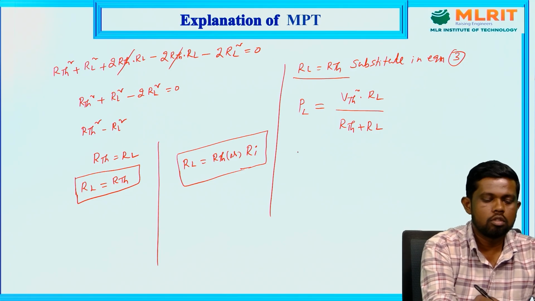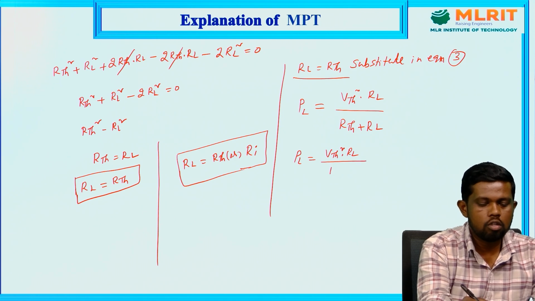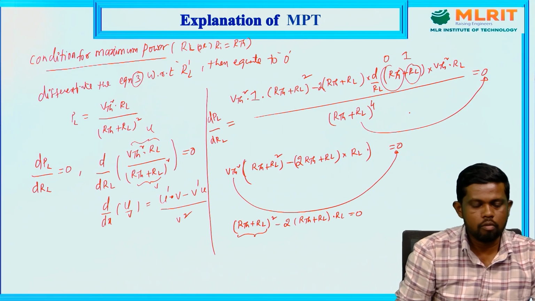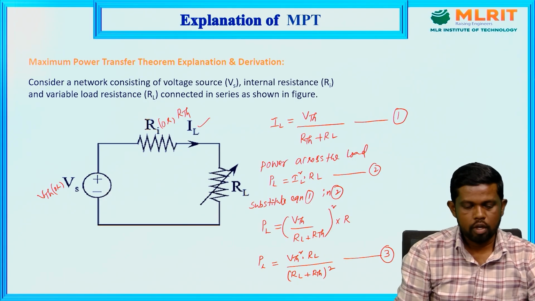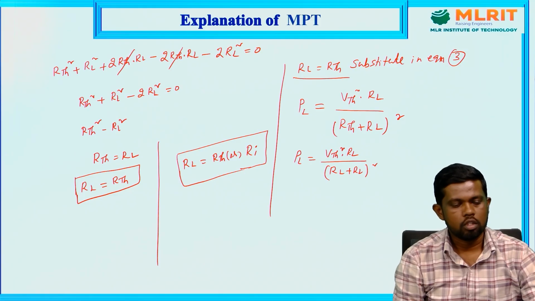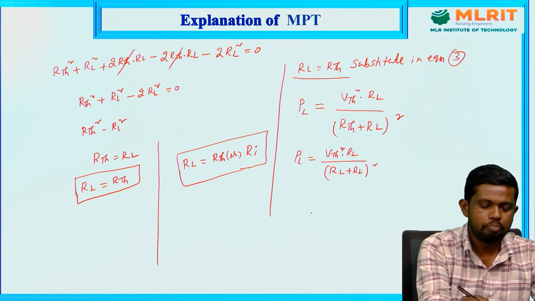Means PL equal to VT square into RL, keep as it is. In the denominator we will get RL plus RL whole square. This is equation number 3, which we have derived based on the circuit. For that we need to do the simplification to get the condition for maximum power. That value we need to substitute in equation number 3 to get the maximum power value.